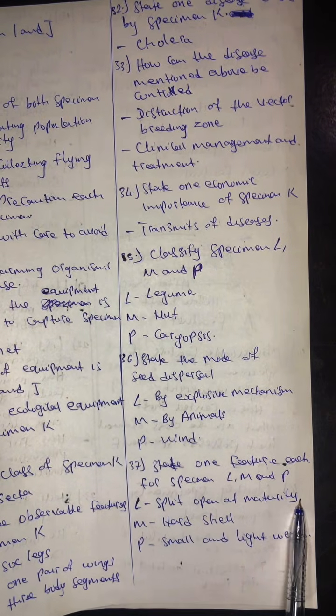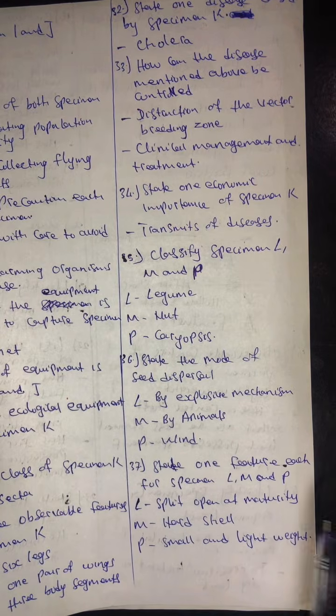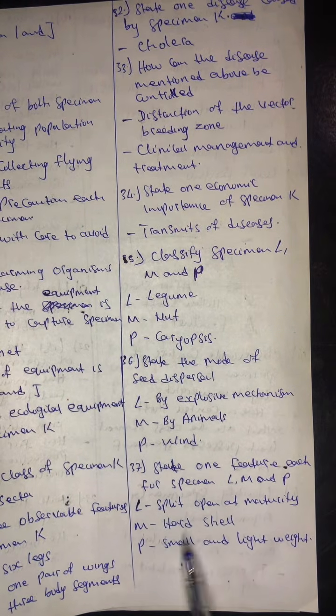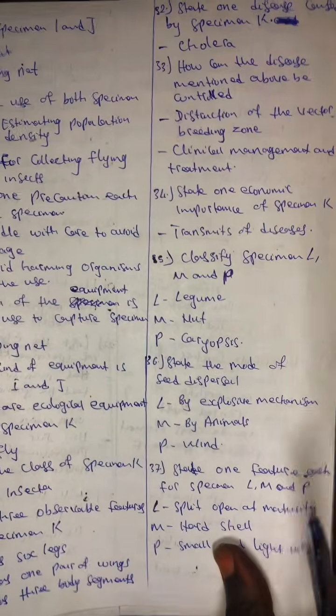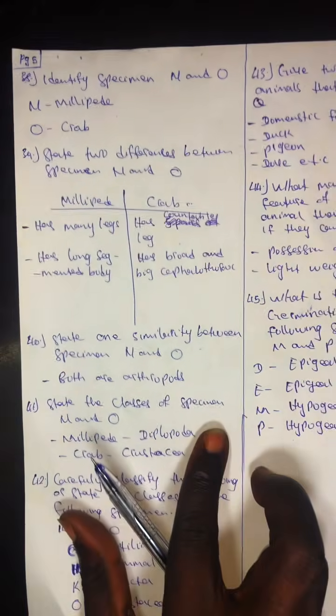Split open at maturity. M, hard shell. They have hard shell, of course. If you've seen cashew before, they have hard shell. P, small and light in weight. Small and light in weight. We got to the last segment of it.